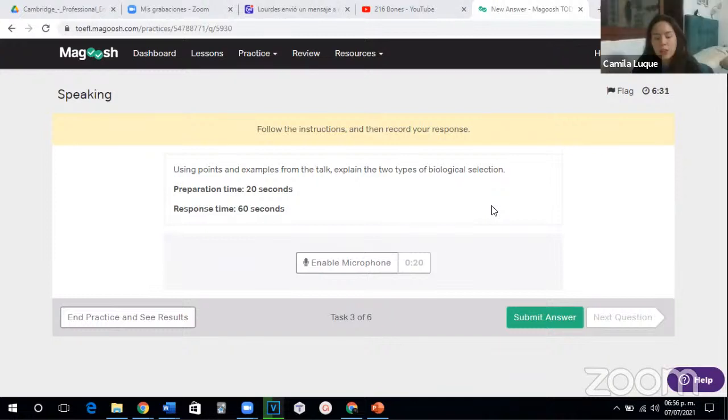Okay, natural. The first type of biological selection was natural. So I choose survive. It's because you need to survive with climate issues or predators. And the second one was artificial selection, that is owing to human beings and living beings.